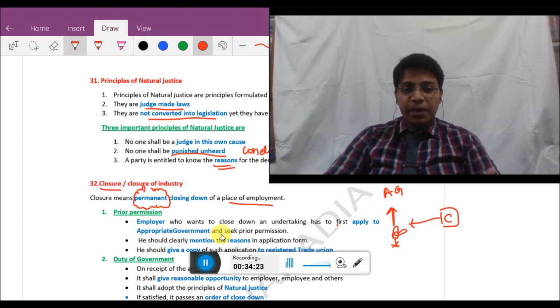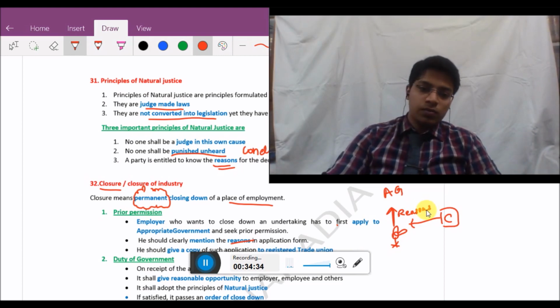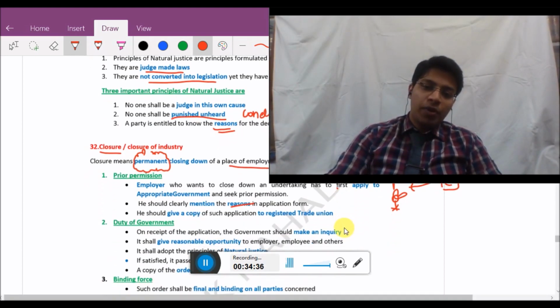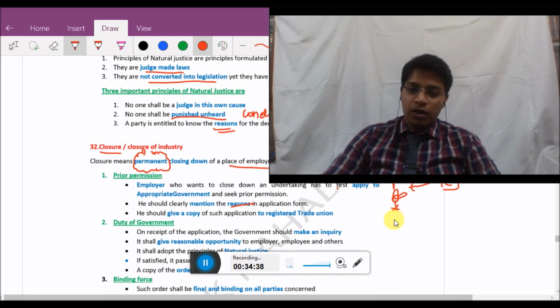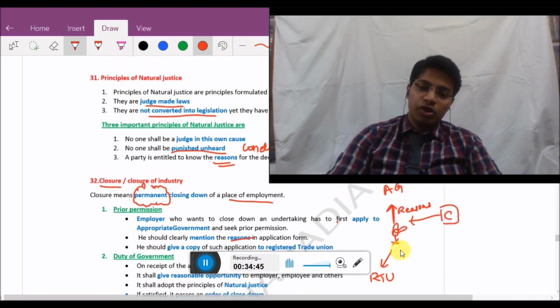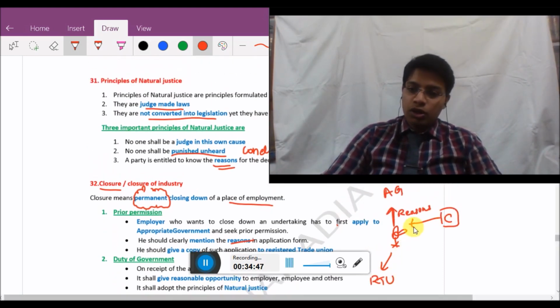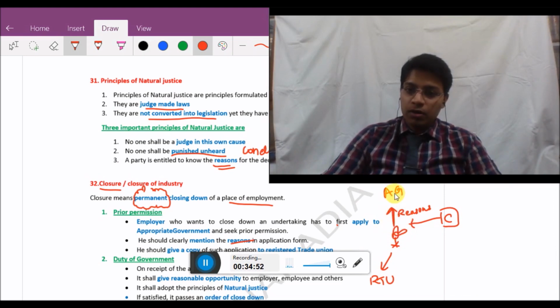He should clearly mention the reasons for the closure in the application form. When the employer gives the application to the appropriate government, he should clearly mention the reasons for closure. He should give a copy of this application to the registered trade union. So what is prior permission? Before closure, the employer has to make an application along with the reason to the appropriate government, and even give a copy to the registered trade union.